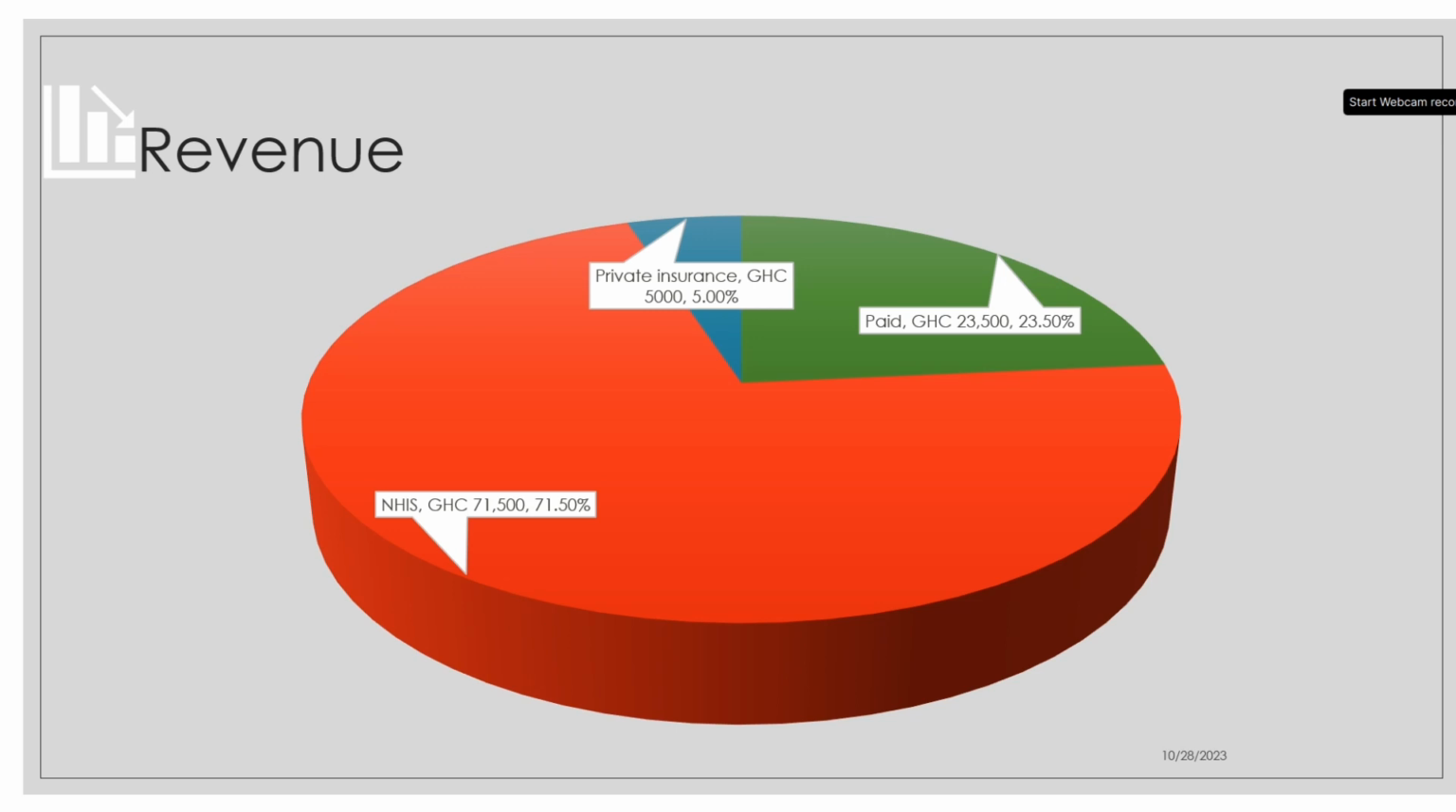So as a lab manager, if you have this information and you have to make a case, already you know how much you are generating. Let's say this data is for a month. It means that you are generating more than 100,000 Ghana cedis in a month. And I believe that this can solve the issue of delay with obtaining supplies from hospital managers on the grounds that labs do not generate enough money.